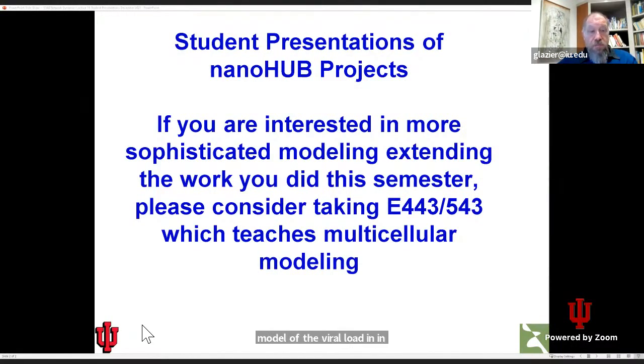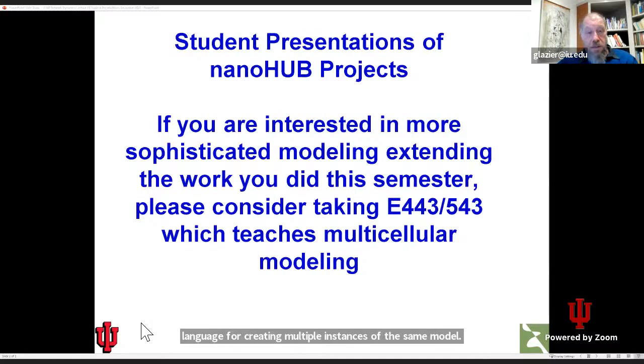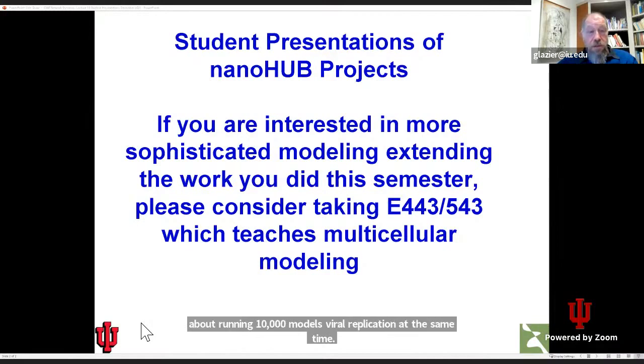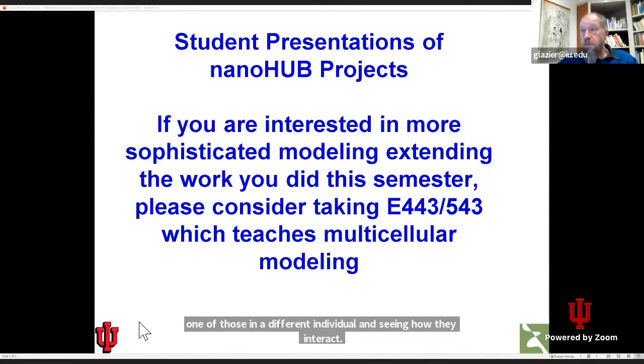in that individual separately. One of the things that we've faced with Antimony is that you can run multiple Antimony models at once, but there isn't a natural language for creating multiple instances of the same model. And that's something that we would do next semester, talking about running 10,000 models of viral replication at the same time, each one of those in a different individual, and seeing how they interact.